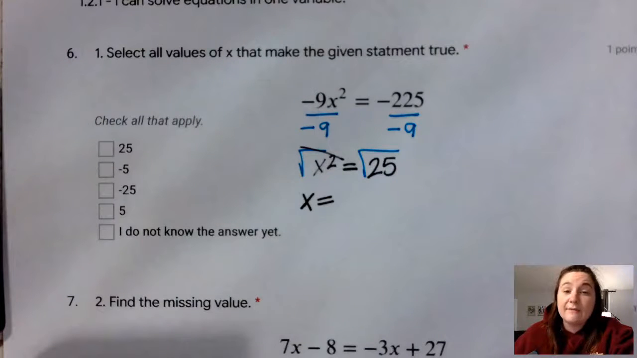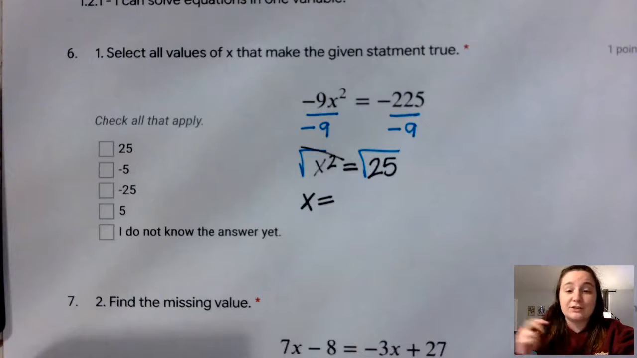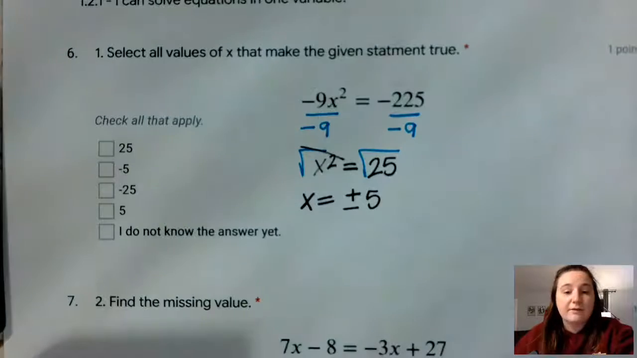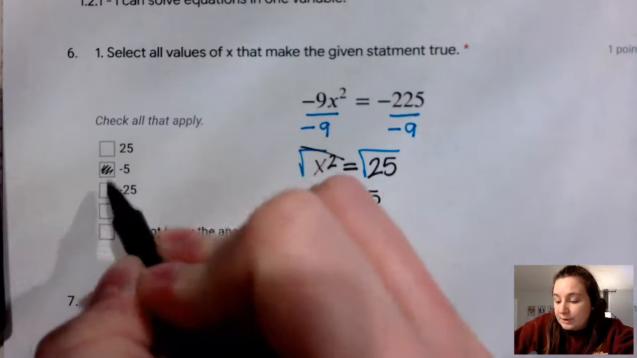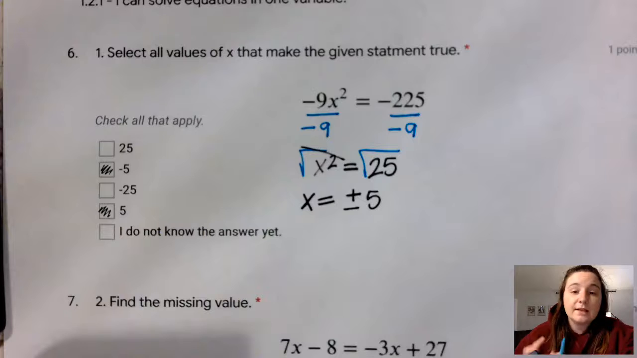And remember, whenever we take the square root, we have 2 answers. And so if I type the square root of 25 in my calculator, it will tell me that the answer is 5. However, we are smarter than our calculators, and we know that we have 2 answers, the positive and the negative version. So our answers are both positive and negative 5. And so when you check all that apply, you should make sure you have both positive and negative 5 for your answer. And that's all.